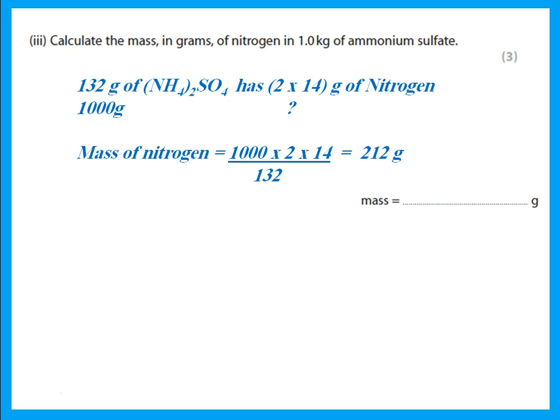Now he's saying how much nitrogen in 1 kilogram. You should know that 1 kilogram is 1,000 grams. So if 132 contains 2 times 14, then the 1,000 will contain how much? So the mass of nitrogen in the 1,000 grams of ammonium sulfate is 212 grams. Can you do cross multiplication? 1,000 times 2 times 14 over 132.